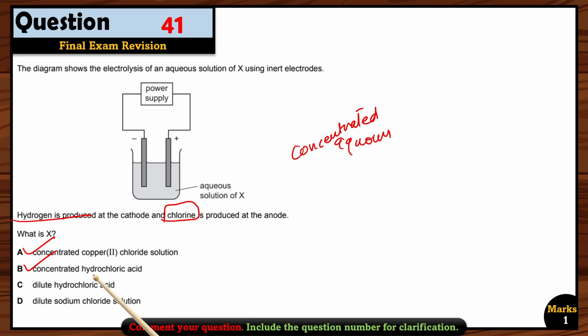But let's see now which option can be right. It's copper. Copper cannot be right because if you are getting hydrogen, then copper should not be there. If copper is there, you will not get hydrogen at the cathode.